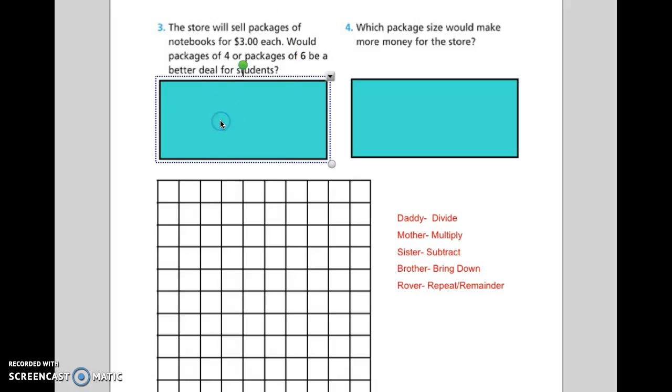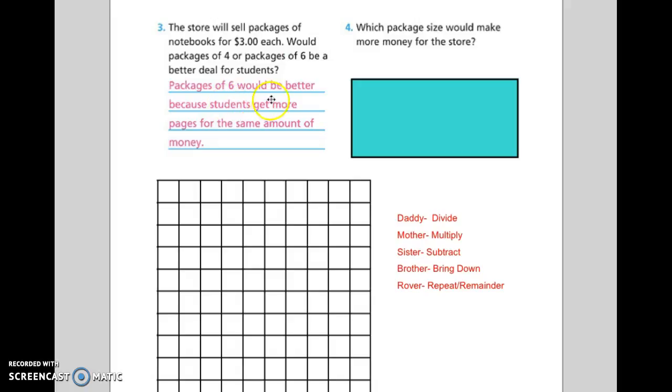And the answer is that the 6 is a much better deal because students would be able to pay the same amount and get 6 packages instead of 4.